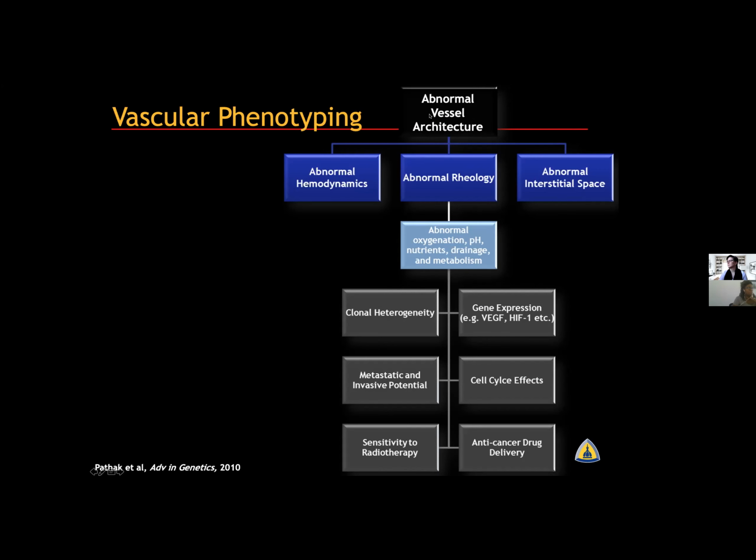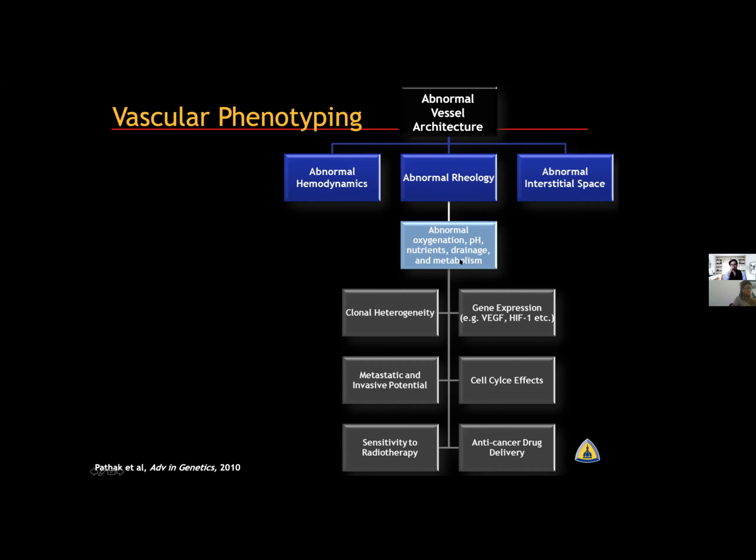And when you have abnormal blood vessels, whether it's in a tumor or a tissue like the brain, for example, in stroke, what you get is abnormal hemodynamics. So the blood flow in those blood vessels tends to be abnormal. Then the mechanical properties of the blood itself tend to be abnormal. And then finally, around the blood vessels, we have an abnormal interstitial space.